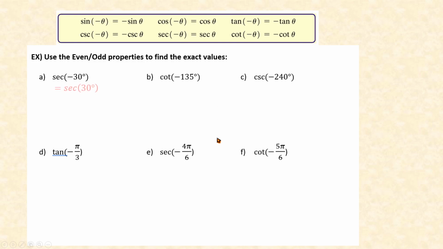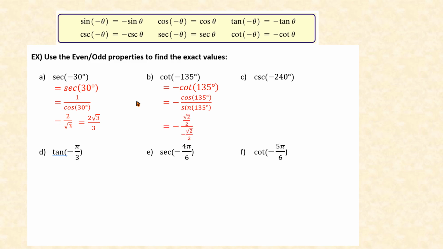So secant of negative 30 is equal to secant of 30 because it's even. It's one of the two that's even, cosine and secant. So you just do secant of 30, which gives you 1 over cosine of 30, which is 2 over radical 3, which then you have to rationalize, and you get 2 radical 3 over 3. And when you do cotangent of negative 130, well, that's equal to negative cotangent of 130. And cotangent is cosine over sine, so you do that, and you get negative radical 2 over 2 over negative radical 2 over 2, which gives you 1.